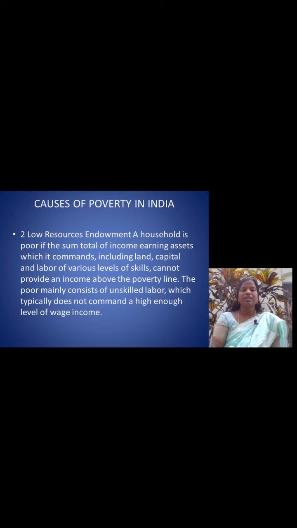Causes of poverty in India. Low resource endowment. A household is poor if the sum total of income earning assets which it commands, including land, capital and labor of various levels of skills, cannot provide an income above the poverty line. The poor mainly consist of unskilled labor, which typically does not command a high enough level of wage income.